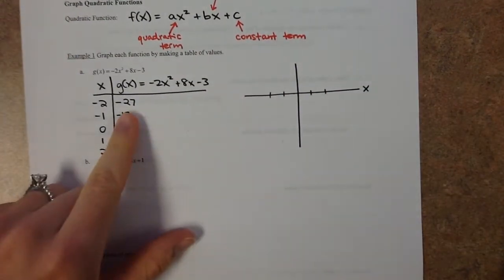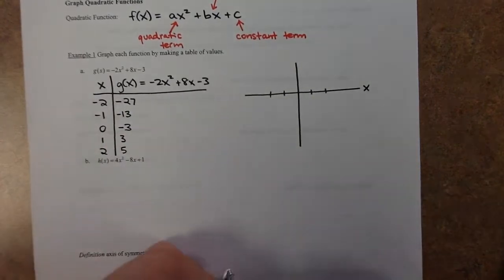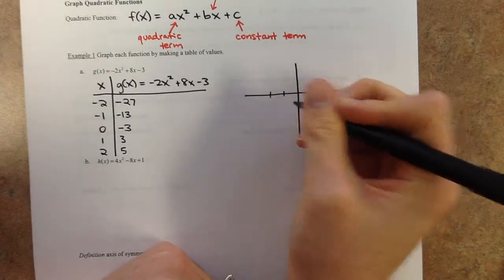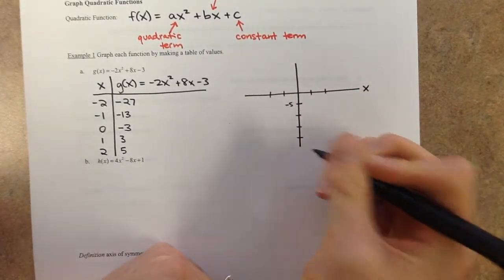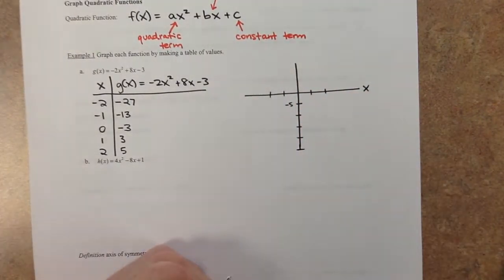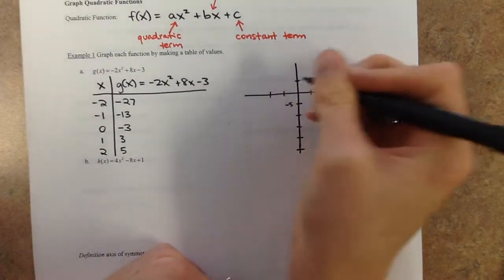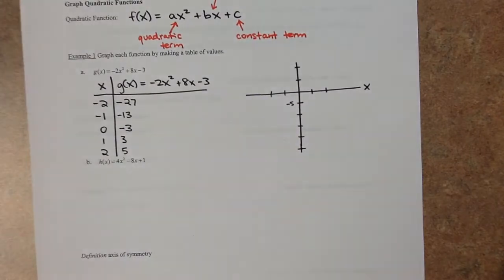And then I need to make sure I go as low as negative 27. So let's maybe scale by 5. So negative 5, negative 10, negative 15, negative 20, then we'll have a negative 25. So we need to go just a touch farther there. And then 5, 10. So let's plot these points that we've got.